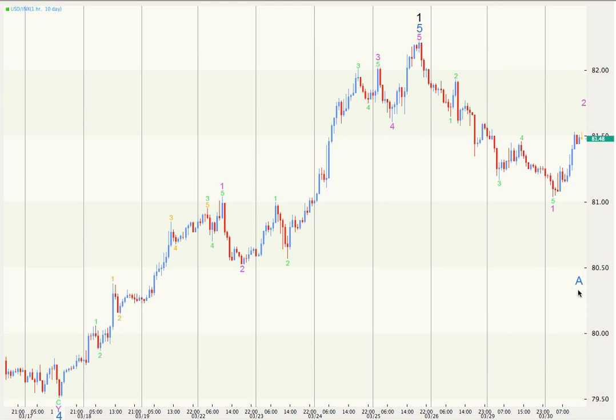If that happens, we've got a flat correction, and the possibility of B ending beyond the start of A is reasonable, and this wave count may then remain intact. So I'd be much happier if we saw a 5-wave structure down.